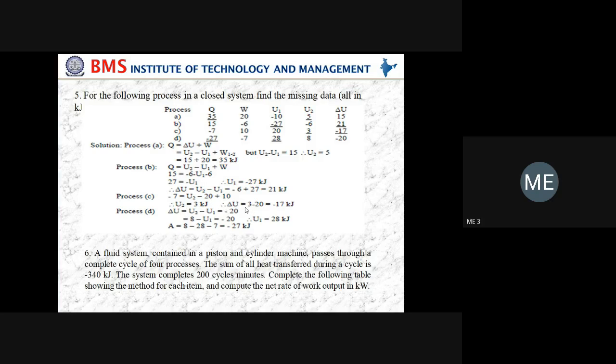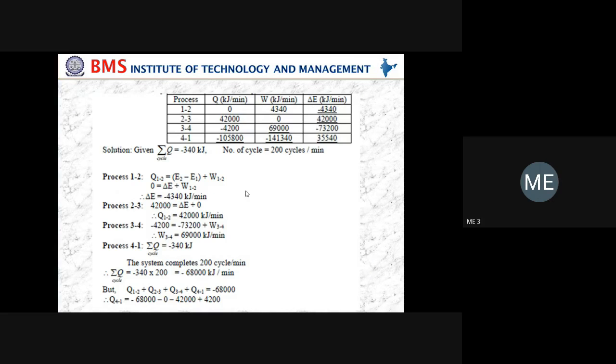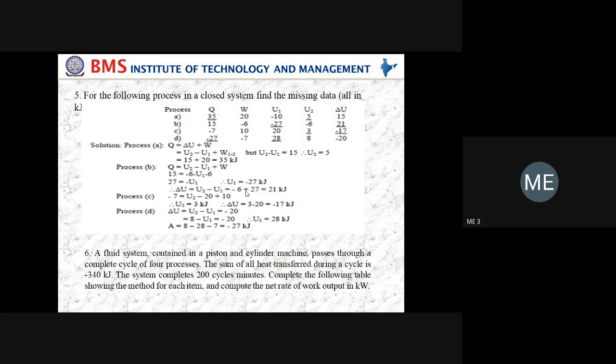And delta U is U2 minus U1. U2 is 3 kilojoules and U1 is minus 20. So we get 8 minus of minus 20, which is 28 kilojoules. So like that, you have to apply the simple formula, that is Q equals delta U plus W, and find out all the quantities. It is a simple formula, but you have to remember the sign convention.